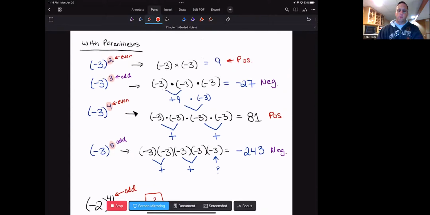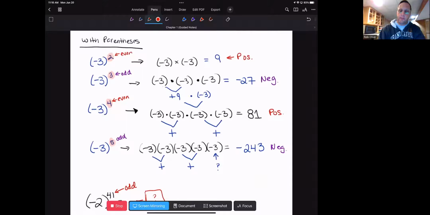All right. So with parentheses, that's kind of the focus here. With parentheses, the rules have to do completely, 100%, with the power. They have to do with whether the power is even or whether the power is odd. If it's even, it's going to always come out positive. If it's odd, it's always going to come out negative. But that's with parentheses.